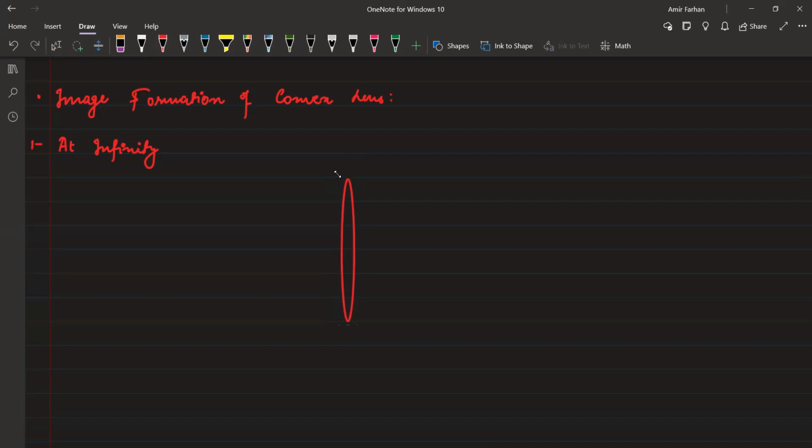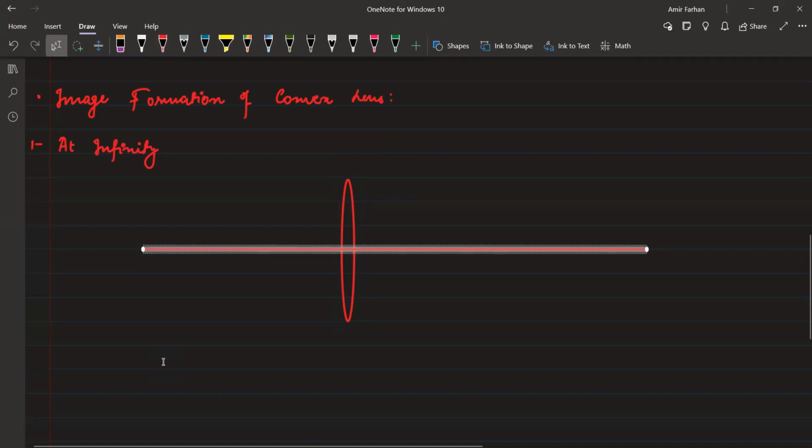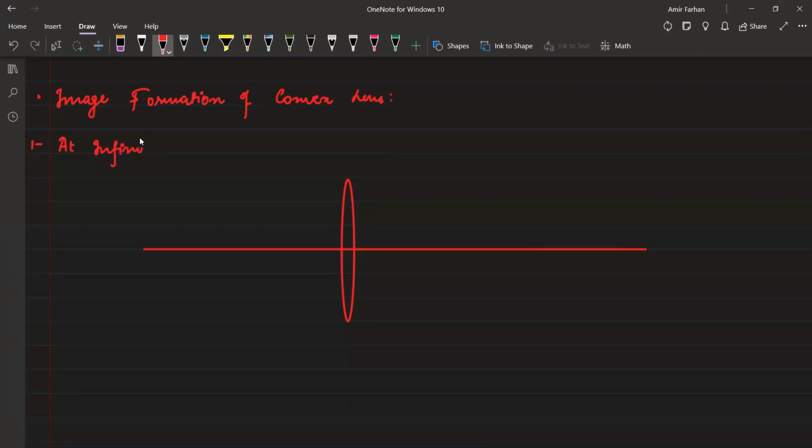Sir, yes, Harshit. Sir, in infinity, why will there be two rays? Harshit, look. For the formation of image, we need two rays at least. No, we can have multiple rays, Harshit. I haven't said that only two rays are present. Rays can be infinite, but we take only two rays because two rays are enough for the image formation.